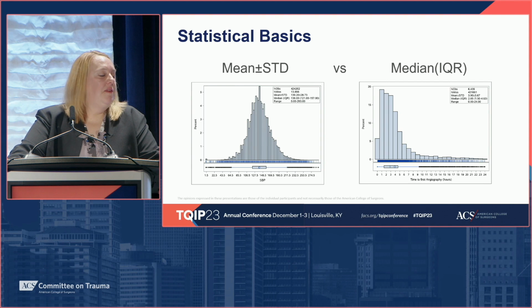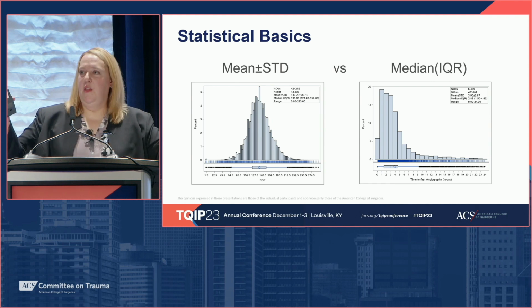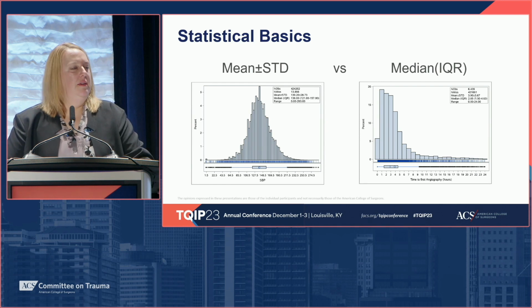And the median is the 50th percentile, so it's that middle piece of data when the data is ordered. IQR is your 25th to your 75th percentile, so the middle range of your data. You'll see median IQR throughout the report.